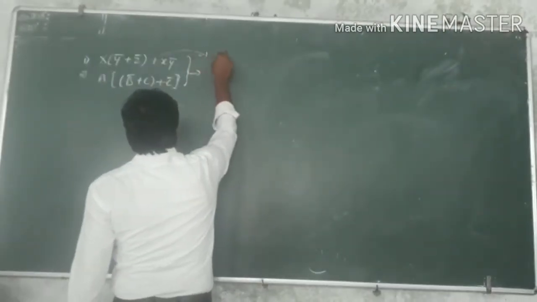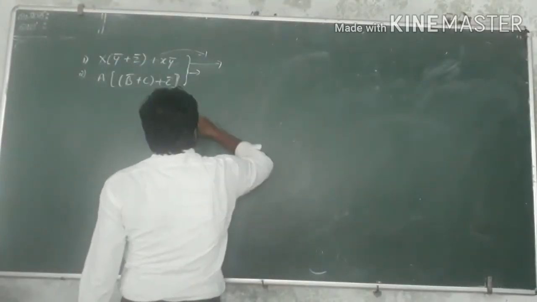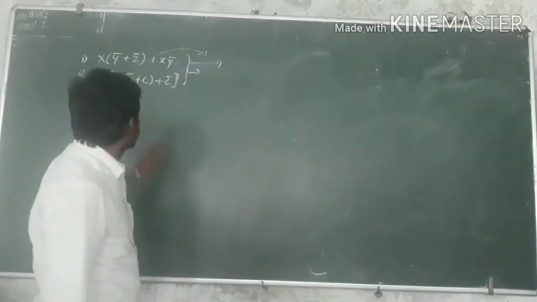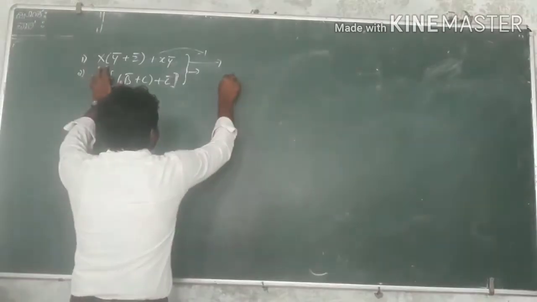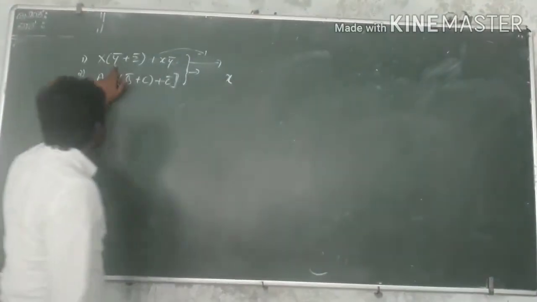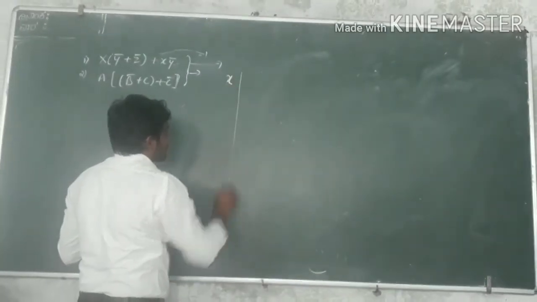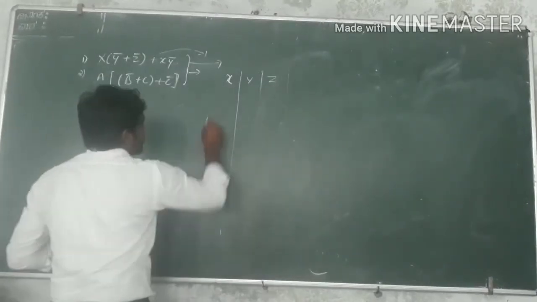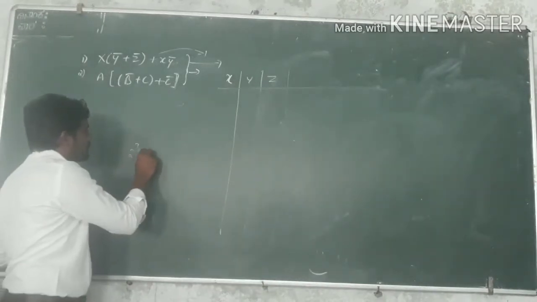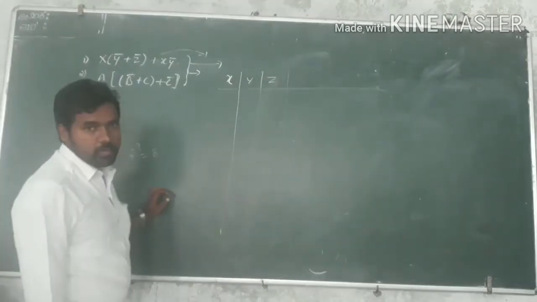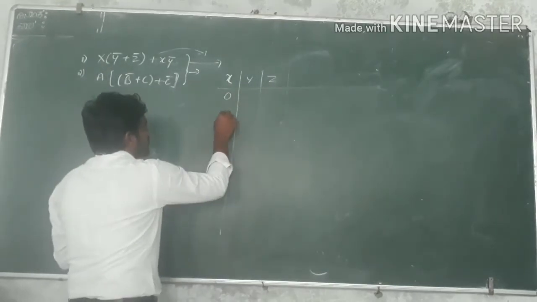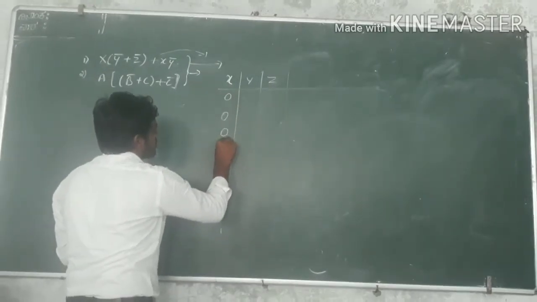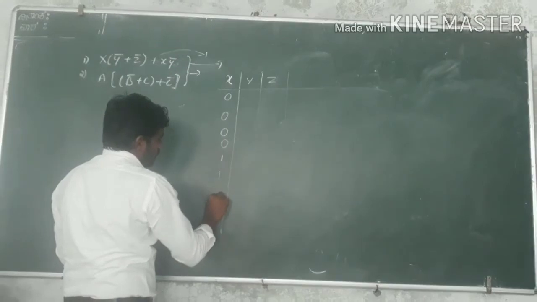So let us consider the first one. First, what we need to do here is write down the total number of variables: x, y and z. So in total we have 3 variables. As I told you, 3 variables means 2 to the power of 3, that is 8. So 8 in the sense 0, 0, 0, 0, 1, 1, 1, 1.